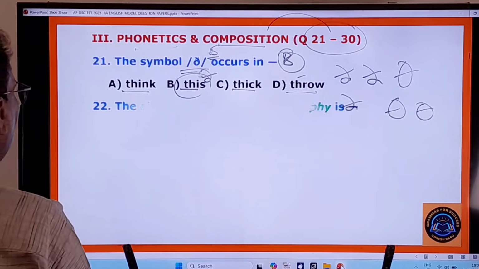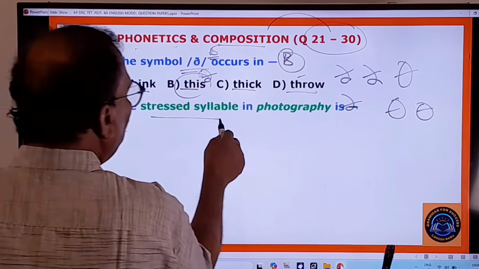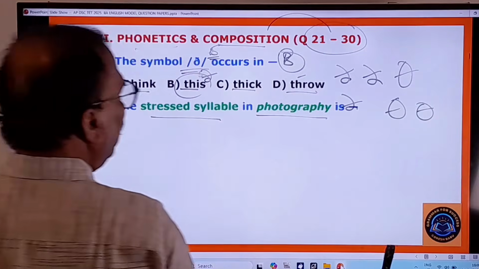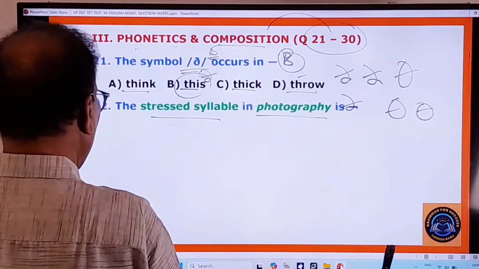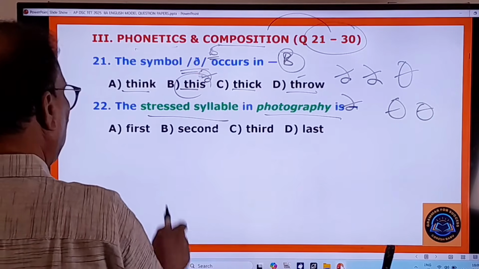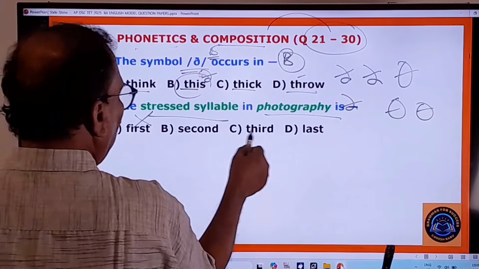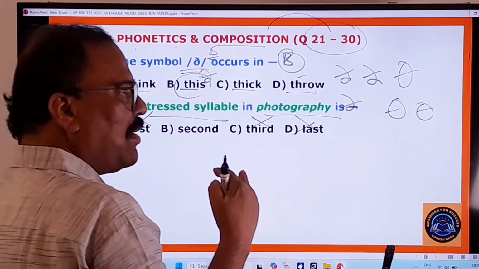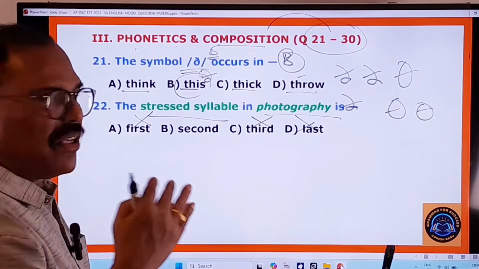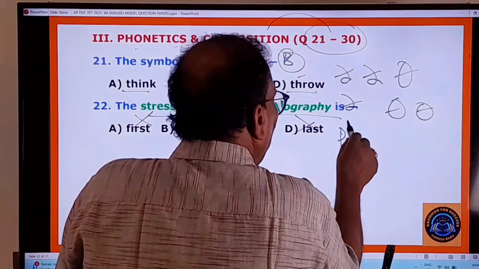And you go to the 22nd question. The stressed syllable in photography. Where do we lay the stress on this word photography? Let us look at the given options. Not on the first one, not on the third one, not on the last one, but on the second one. Whenever you want to give the stress to some word, you have to cut the word into syllables.